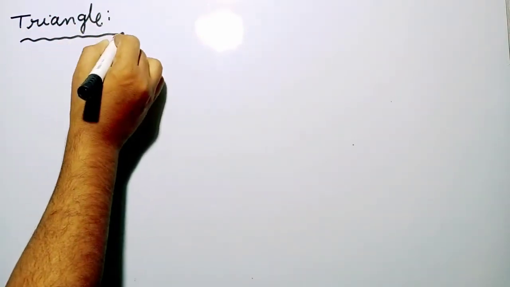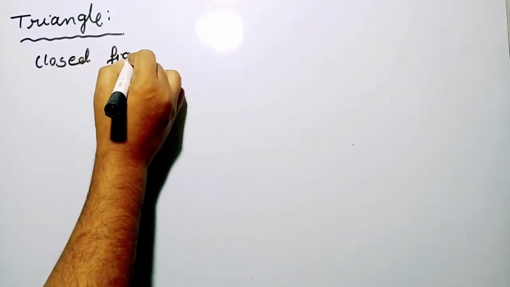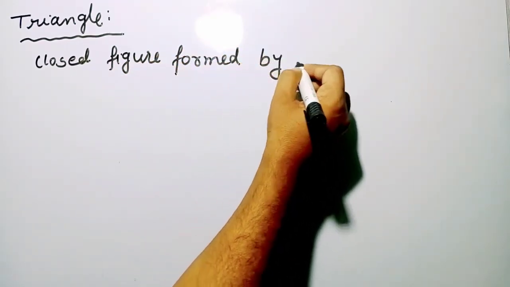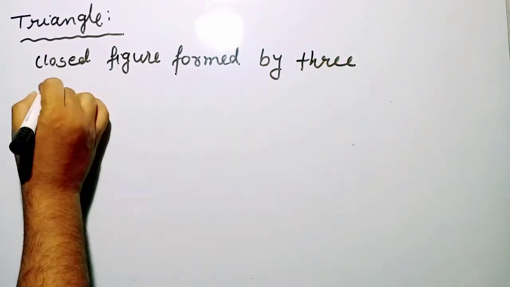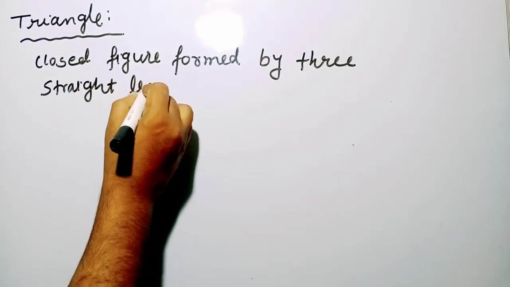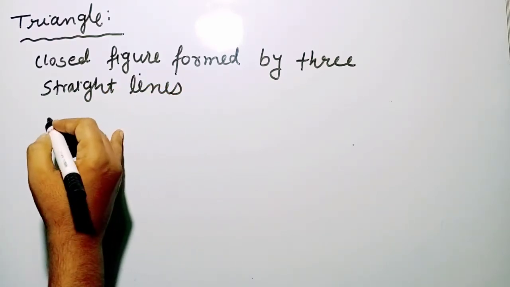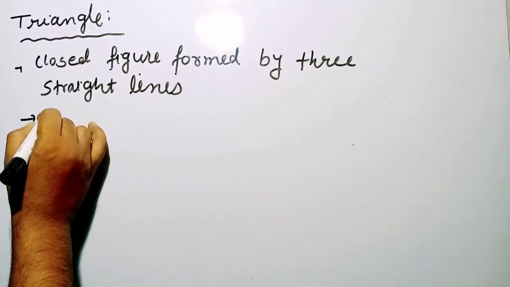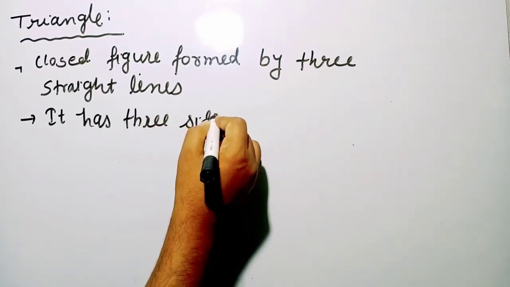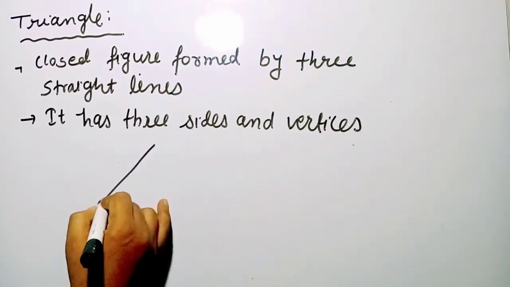So what is a triangle? A closed figure formed by three straight lines is known as a triangle, right? It has three sides and three vertices.